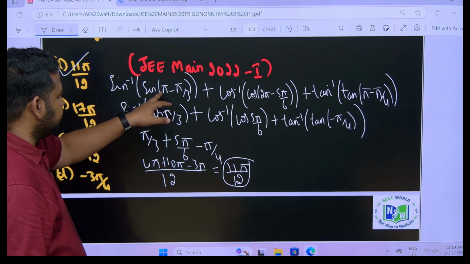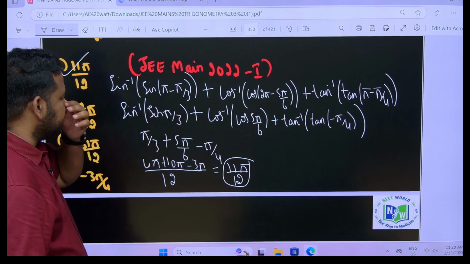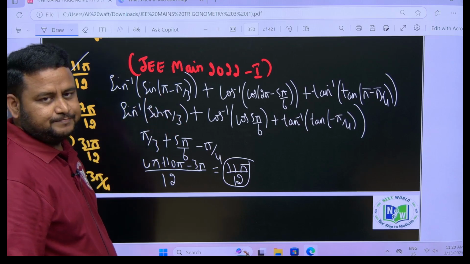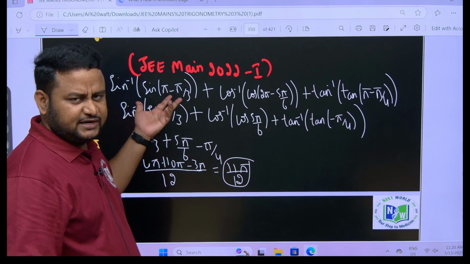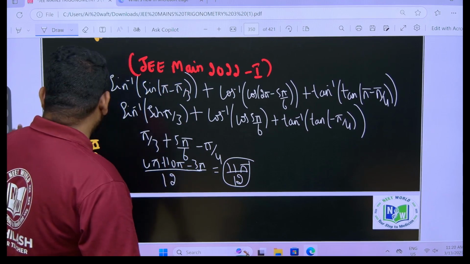Okay, pi minus pi by 3 is second quadrant. 180 minus 60. 120 can be written as 180 minus 60. Sine 120 is second quadrant, sine is positive. Got it? Next question.